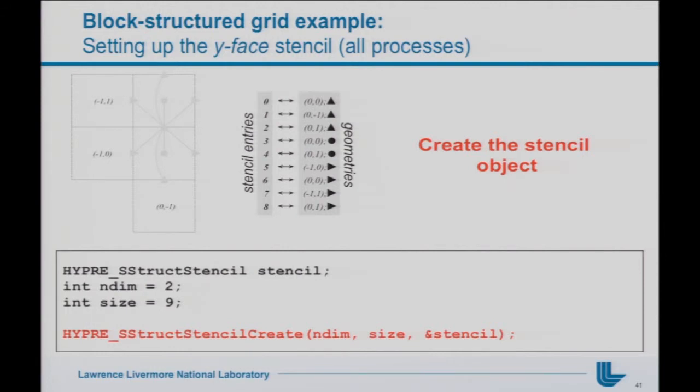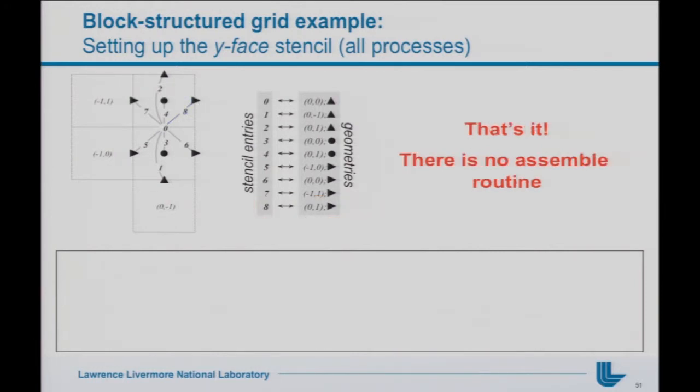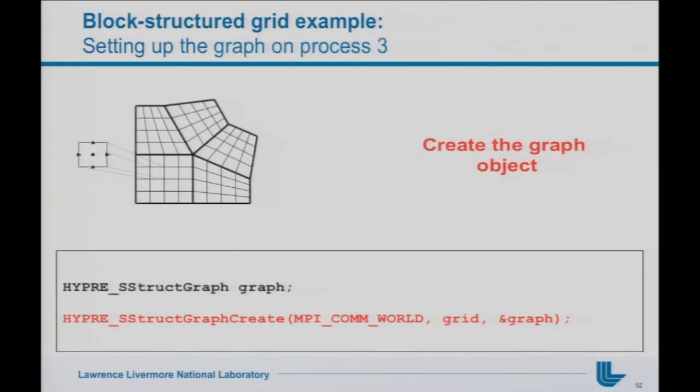OK, so that was the grid. Now we have a stencil. The stencil is very much like the previous example. The only difference is that, so we create it, and then we make a bunch of set entry calls. The only difference is that you don't just give it an offset. You tell it what variable you're coupled to as well. And you just make these set entry calls, just as in the previous example, to describe a stencil. And that's one of the 3 stencils I need for this particular one.